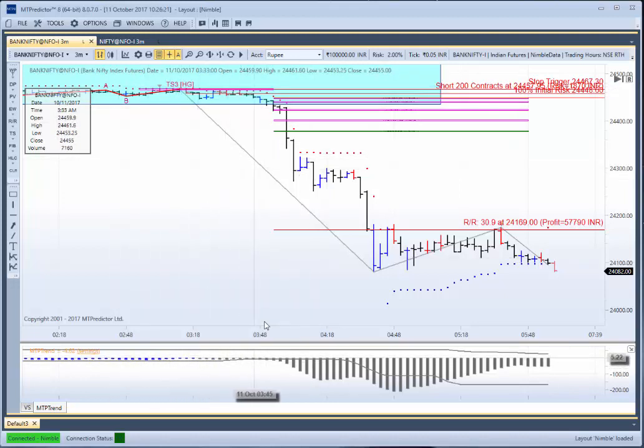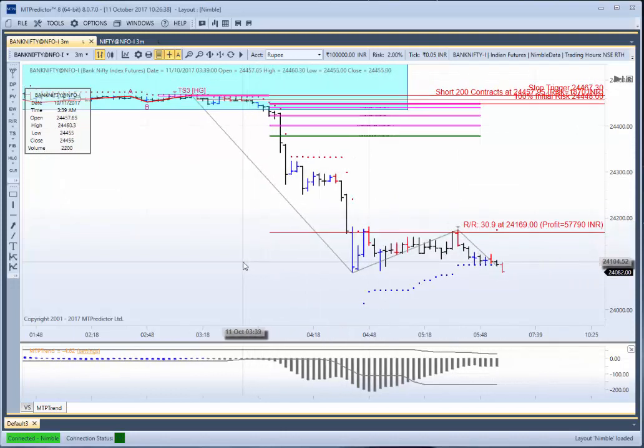Then our MTP trend allowed you to, rather than coming out at our first target, which would have been right up here, run with the market as it basically collapsed here, and allowed you to increase the profits all the way down. So an extremely good trade there, and showing the power of the MTPredictor trade setups.